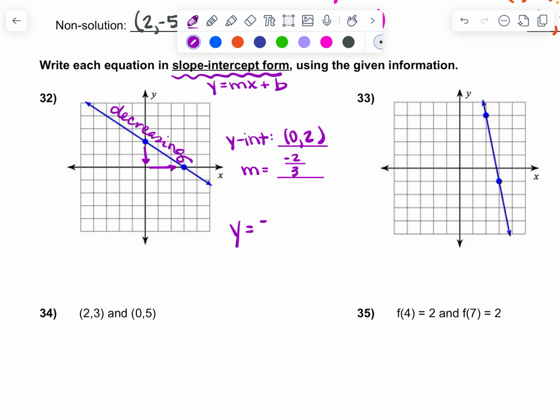And then you just need to throw those two numbers into your y equals mx plus b. So y equals m, which is -2/3, x plus the b, which is +2. Easy peasy, no work involved. You get all the information right there in your graph.